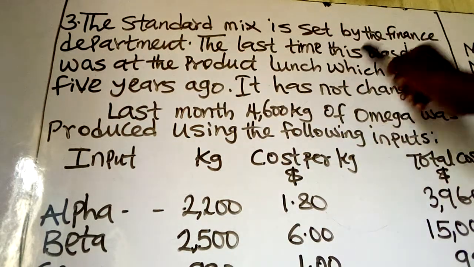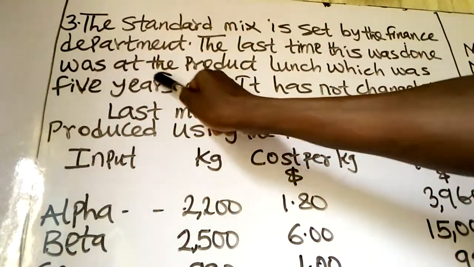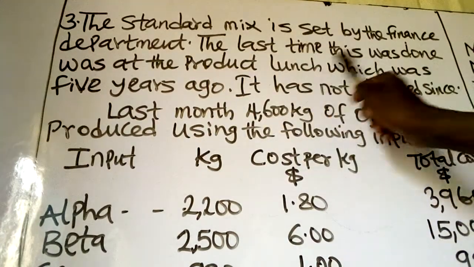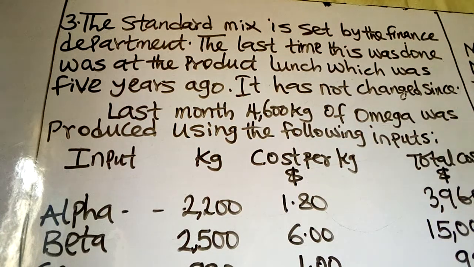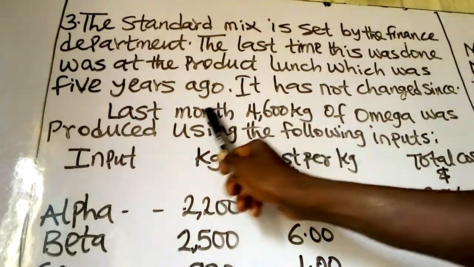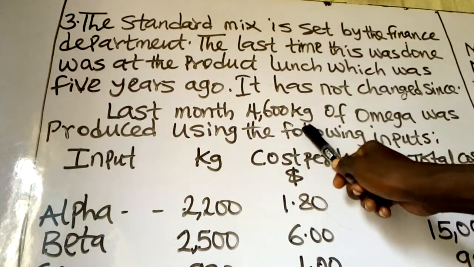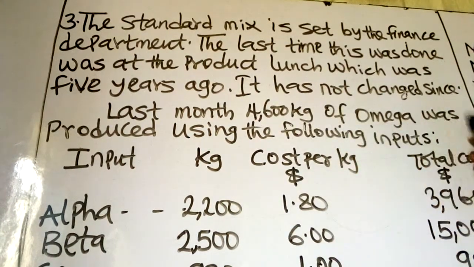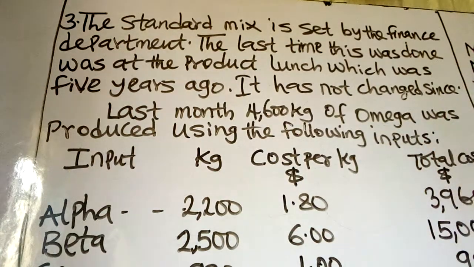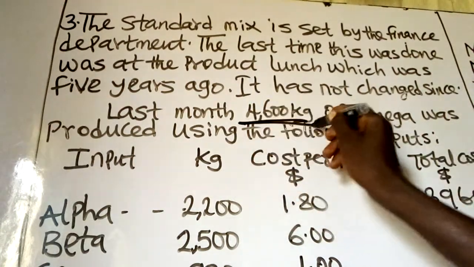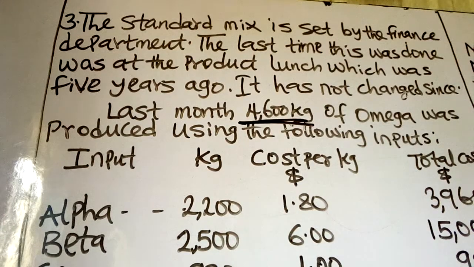The last time this was done was at the product launch, which was 5 years ago. It has not changed since. Last month, 4,600 kg of omega was produced using the following inputs. This is the output. 4,600 was produced.